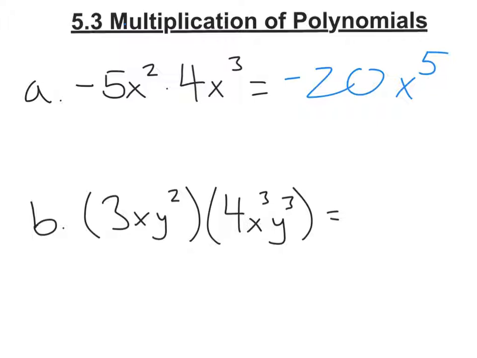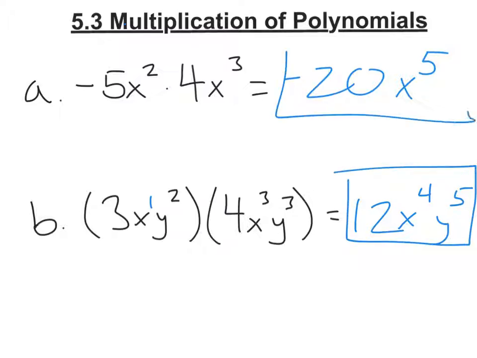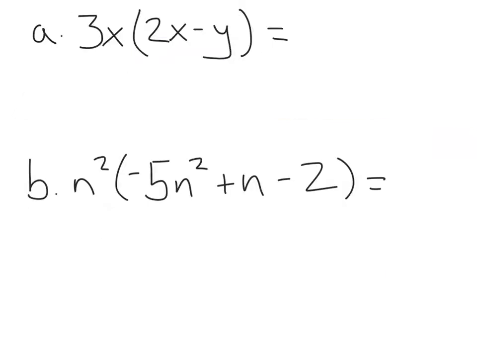Same thing down here on the second example. The 3 and the 4 will multiply, then we'll do our x's, then we'll do our y's. Take it in pieces when you see a bunch of things, right? So 3 times 4 is 12, that's easy. Don't forget your invisible 1 on the x, so x to the first, x to the third, that'll give us x to the fourth. And then y to the second, y to the third, that'll give us y to the fifth. Again, this is all multiplication, so I'm just adding the powers.